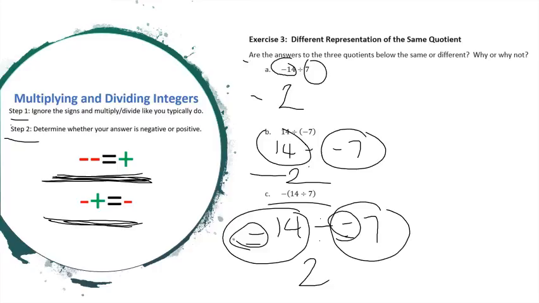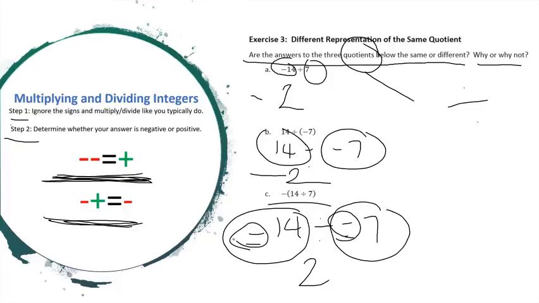Now the question says, are the answers to these quotients below the same or different? Why or why not? Go ahead and answer that. You know a quotient is an answer to a division problem. So are all the quotients the same? If you looked, you should have gotten no, they're not the same. You see that A and B gave you -2 and C gave you +2. -2 and +2 are not the same.